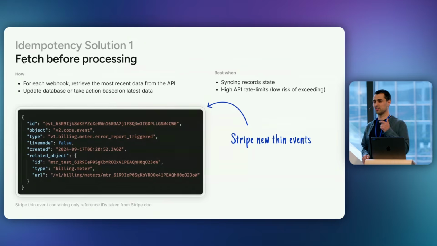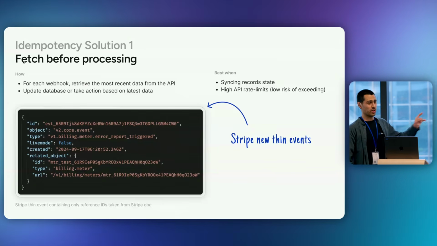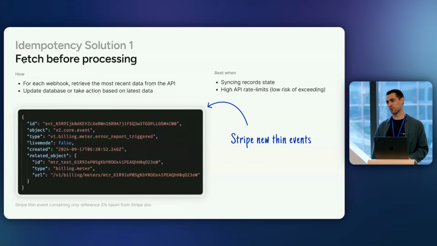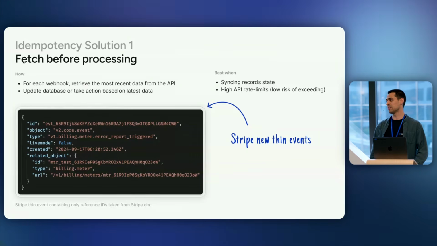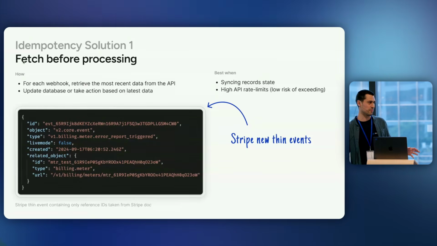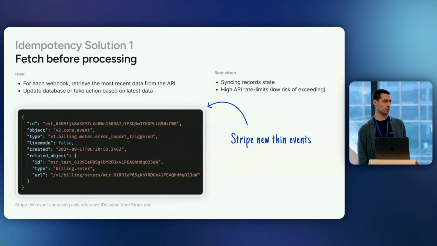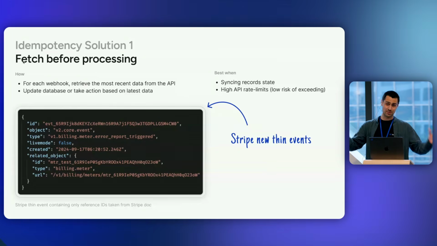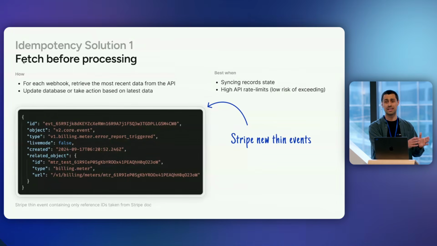So the first way is to fetch before processing. Before I get into the specifics of that, Stripe two weeks ago released Stripe Thin Events, which is a new payload format for their webhooks, where instead of sending you all the webhook data, they just send you IDs. They tell you, hey, this subscription was updated, but I don't tell you anything about the subscription, right? The reason they're doing that is because they know people are fetching before they're processing. What that means is that they get the webhook, and instead of doing anything with the data in the webhook, they just go fetch the API and ask Stripe, okay, this subscription, give me the data for it.